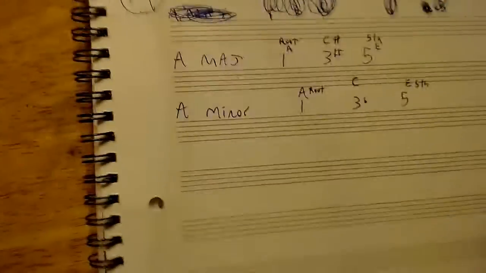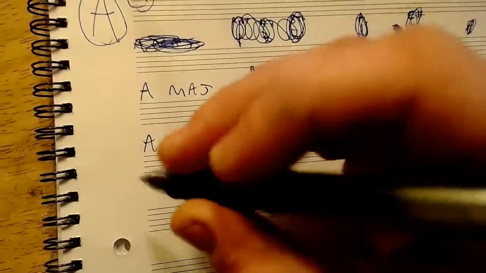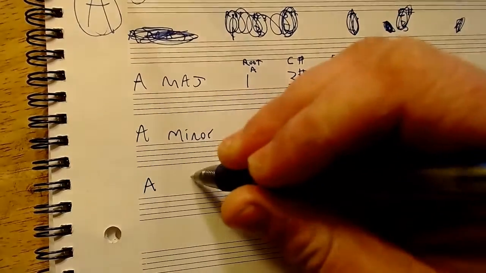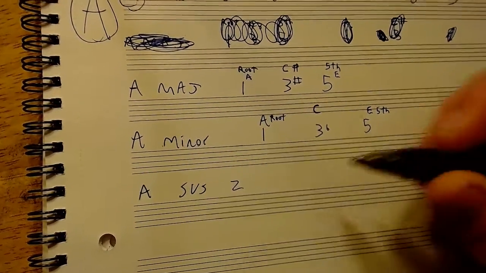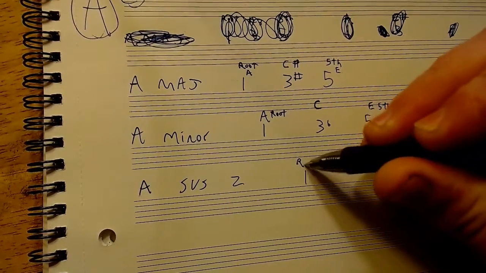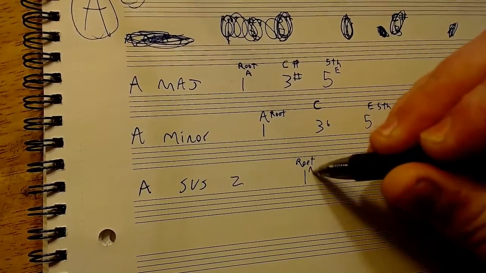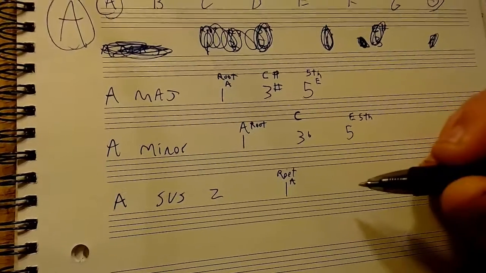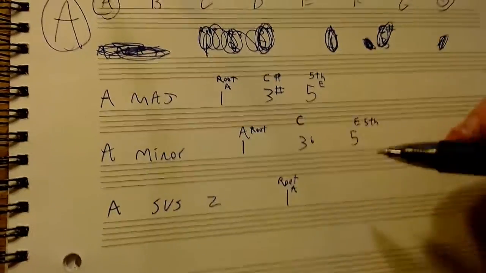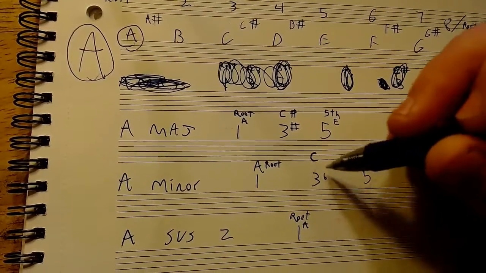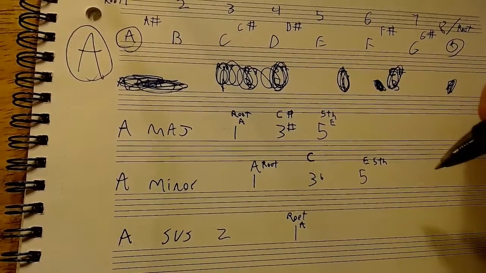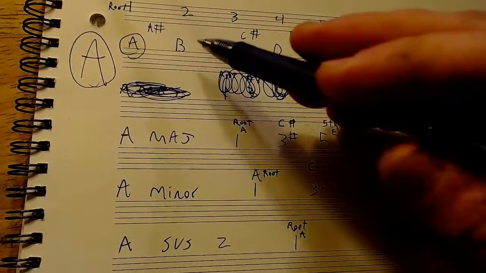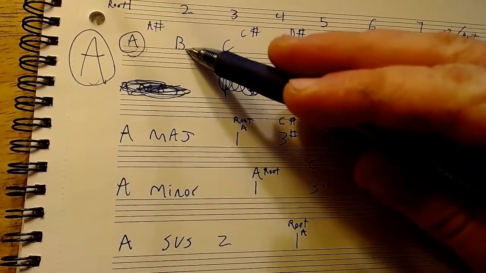Now, let's get into sus, okay? So we'll put A sus 2. In the A sus 2, you guessed it, 1 is our root and that is A. Okay? We are going to change our 3rd degree. We're going to get rid of it and we're going to add a 2nd degree, which will be our B.